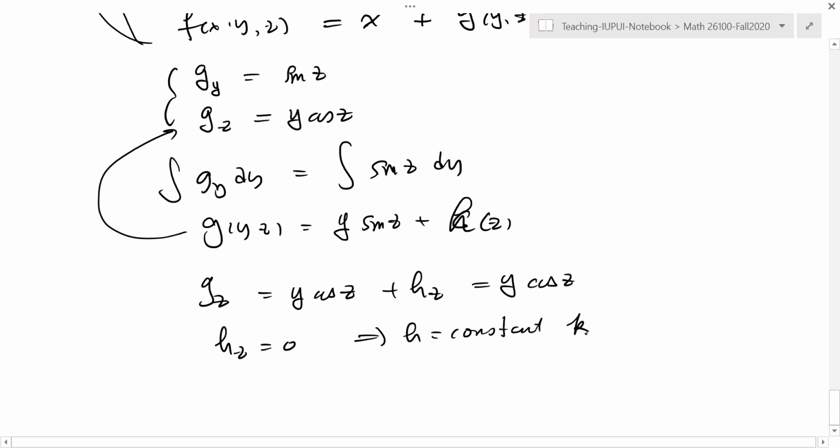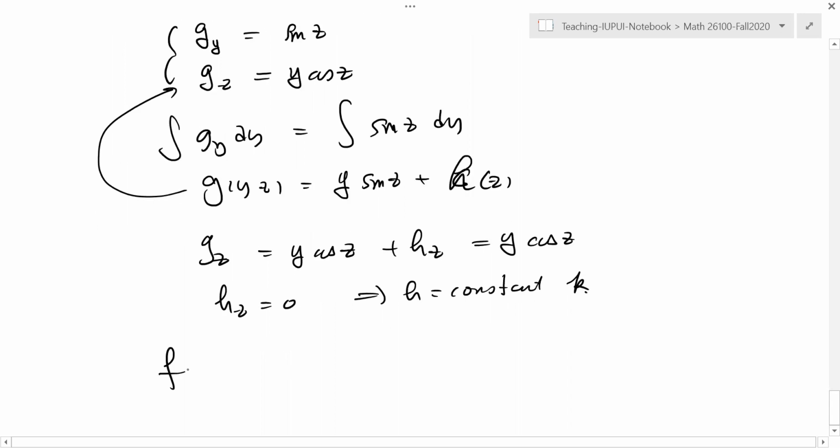All right, so we determine the g, and we also get f. So my final answer is going to be x plus y sine z plus constant k. So that is the function we are looking for.